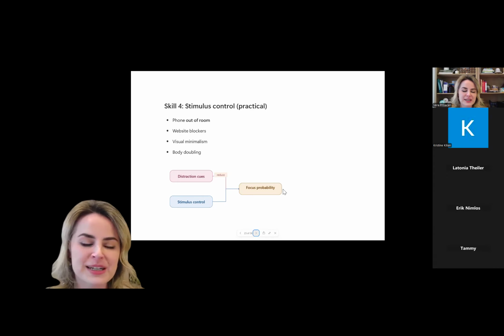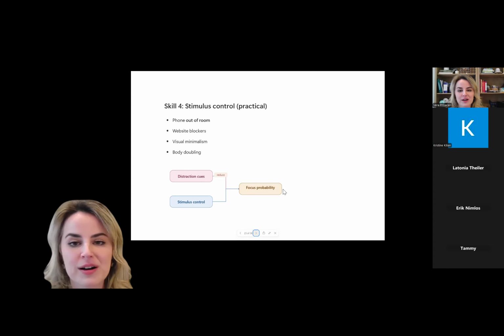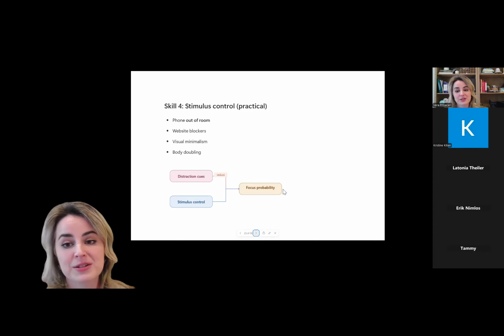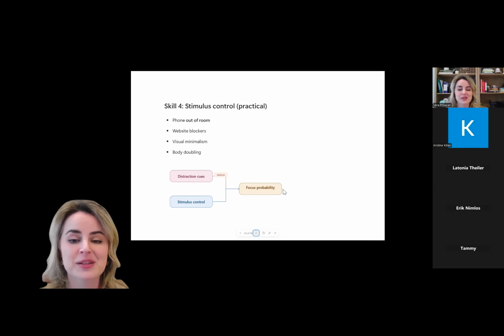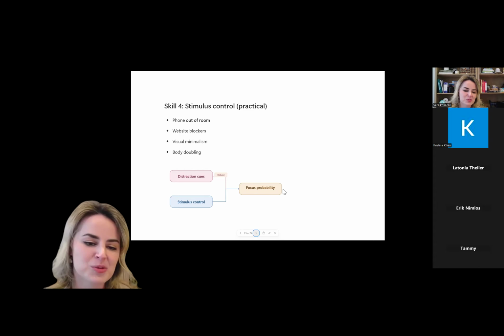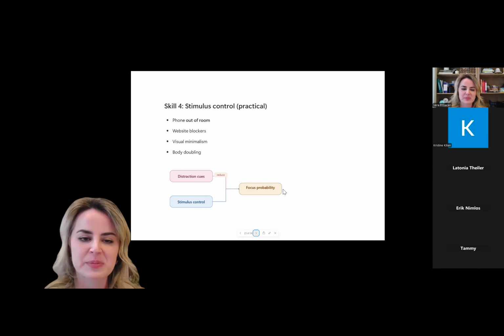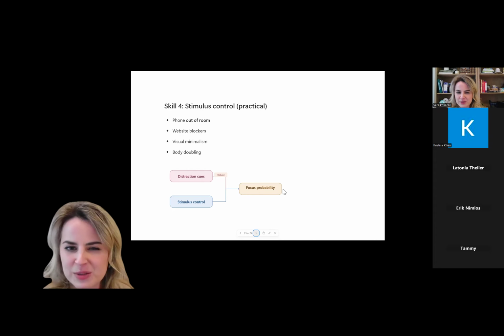Same goes for websites. Block ads, block anything that distracts you, or set a parental control timer for how much time you can spend on Instagram, Reddit, Facebook. I love this next one, visual minimalism, because I didn't think of this myself. Think about all the screensavers we have, all the background images.